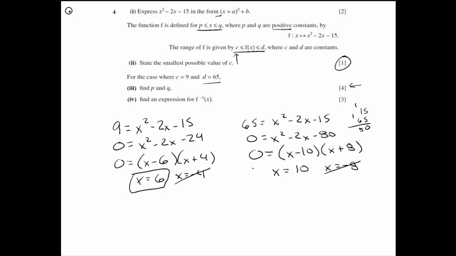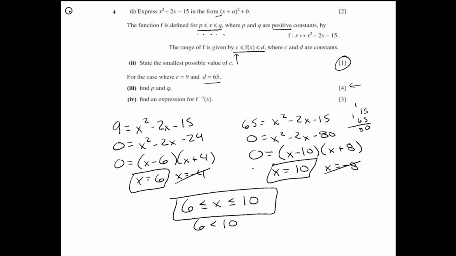So we know x is 6, x is 10, but we're not done because we need to find which one's P and which one's Q. That's probably where your final mark comes in. We know it goes in the form P is less than or equal to x less than or equal to Q. So I would put 6 is less than or equal to x, which is less than or equal to 10. And we know that is definitely a true statement because 6 is less than 10, right? So it has to be in this order.